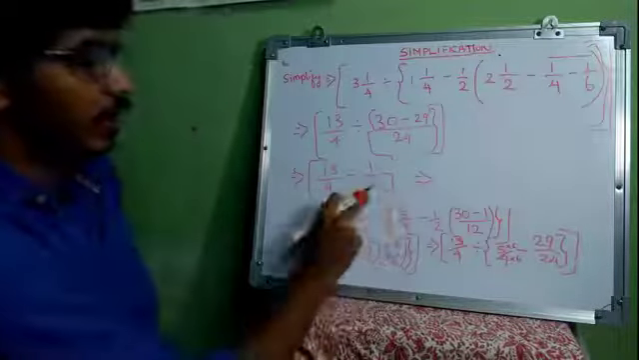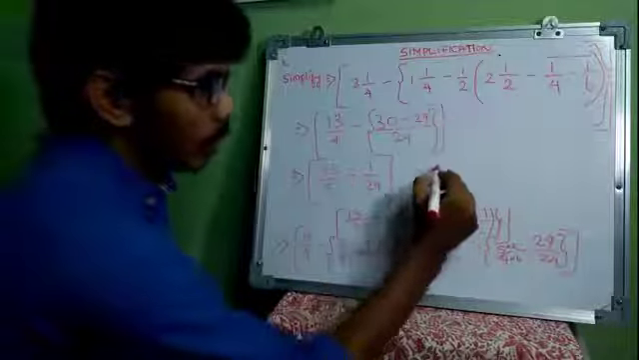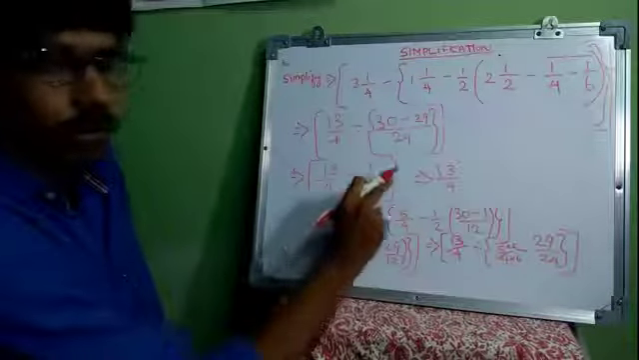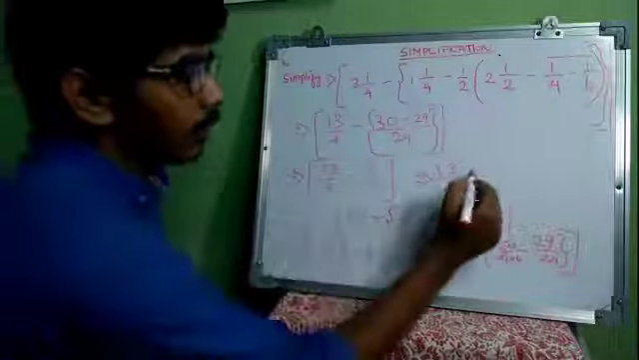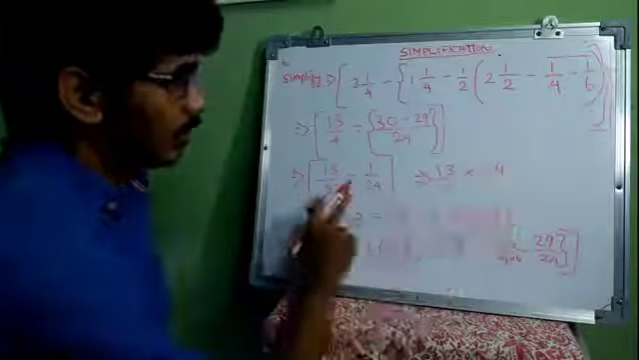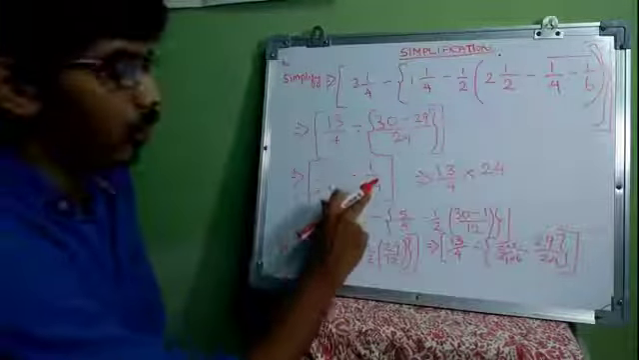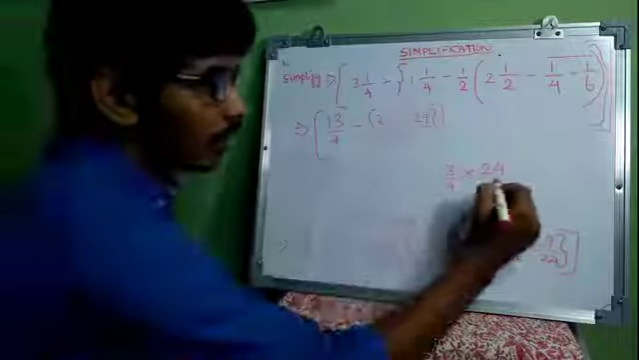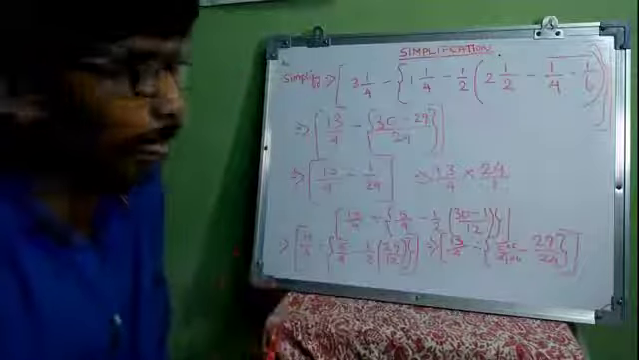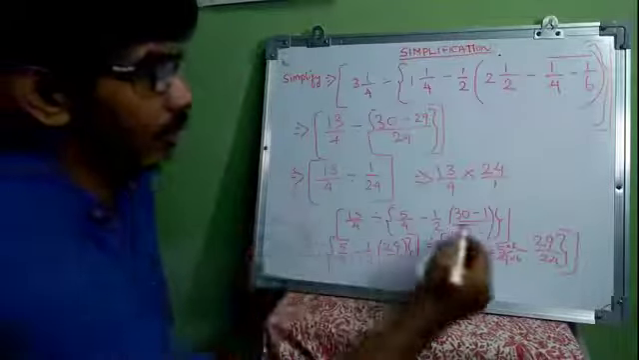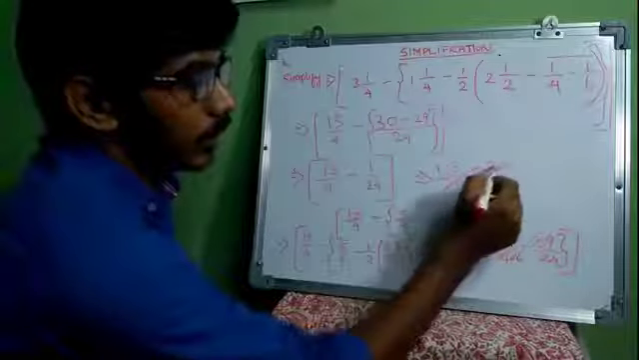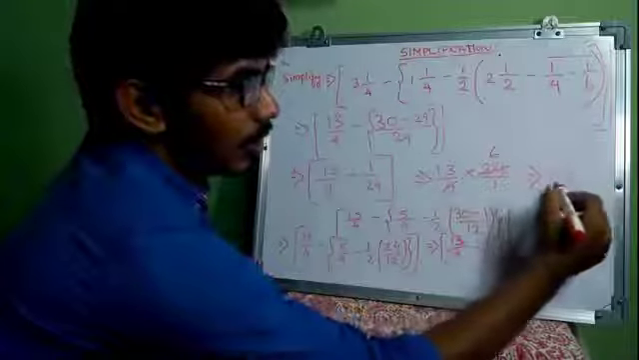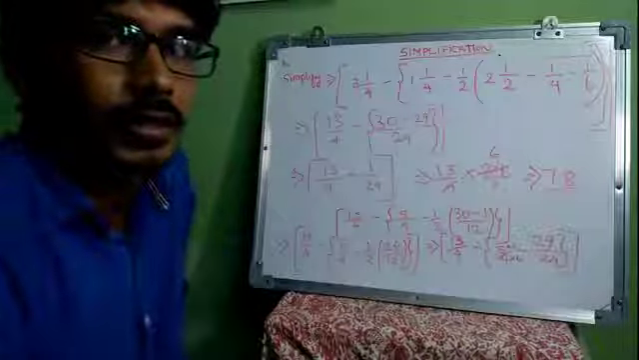This is division, right? So what will you get? 13 by 4. If the division goes to the numerator, what will you get? Into 24. It is in the denominator, divided by 1 by 24. If it comes to the top, it will be like this, 24 by 1. Is it clear? And then you have to cancel 6 times. And what is the answer? 78. This is the answer.